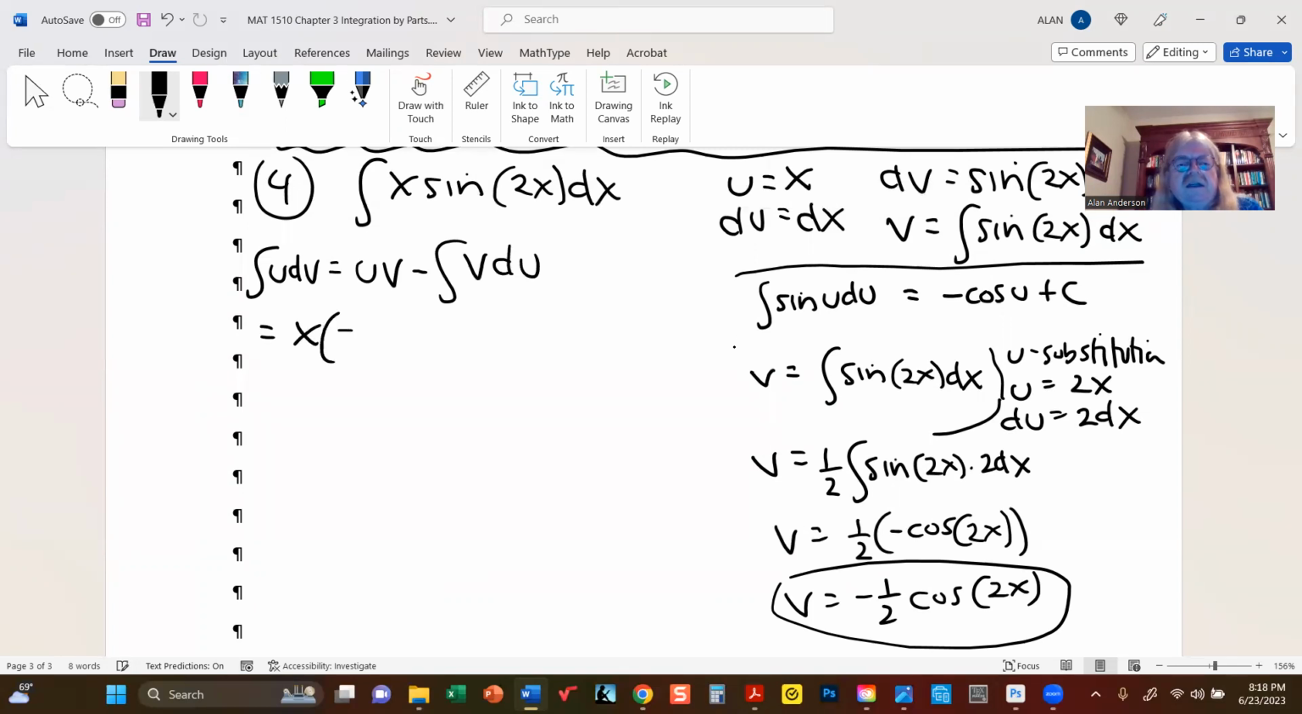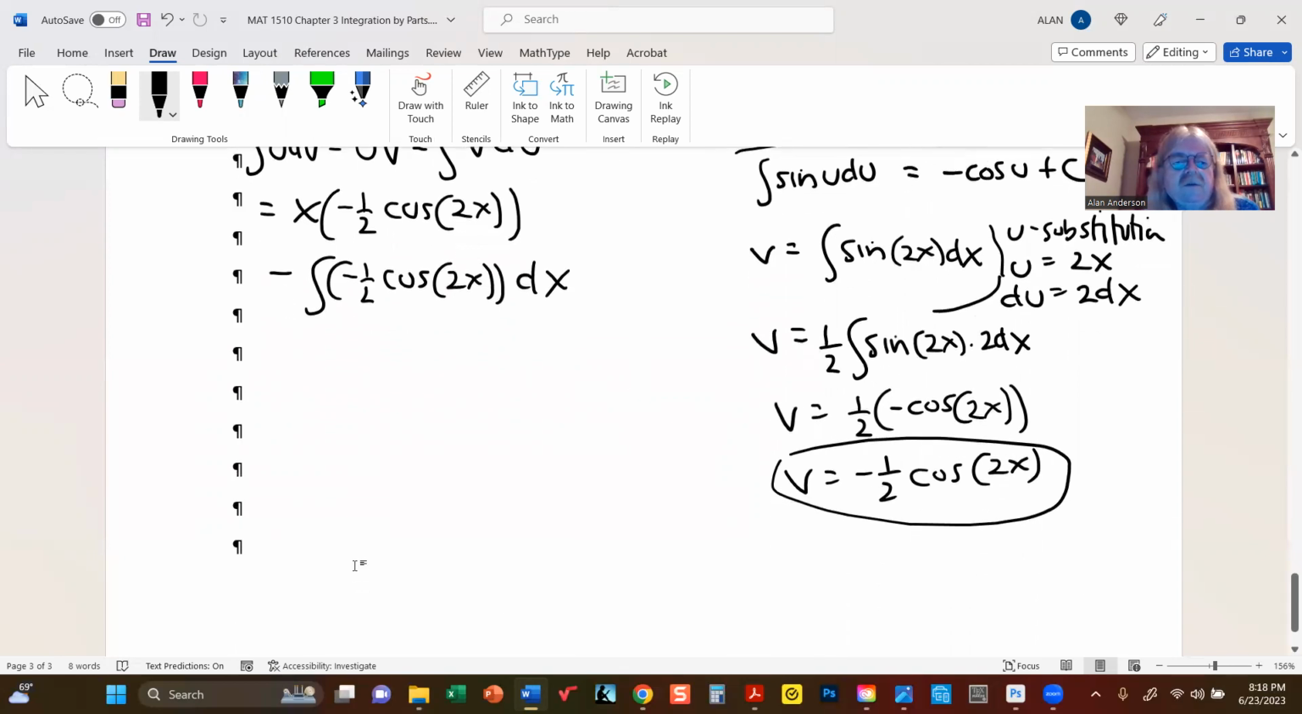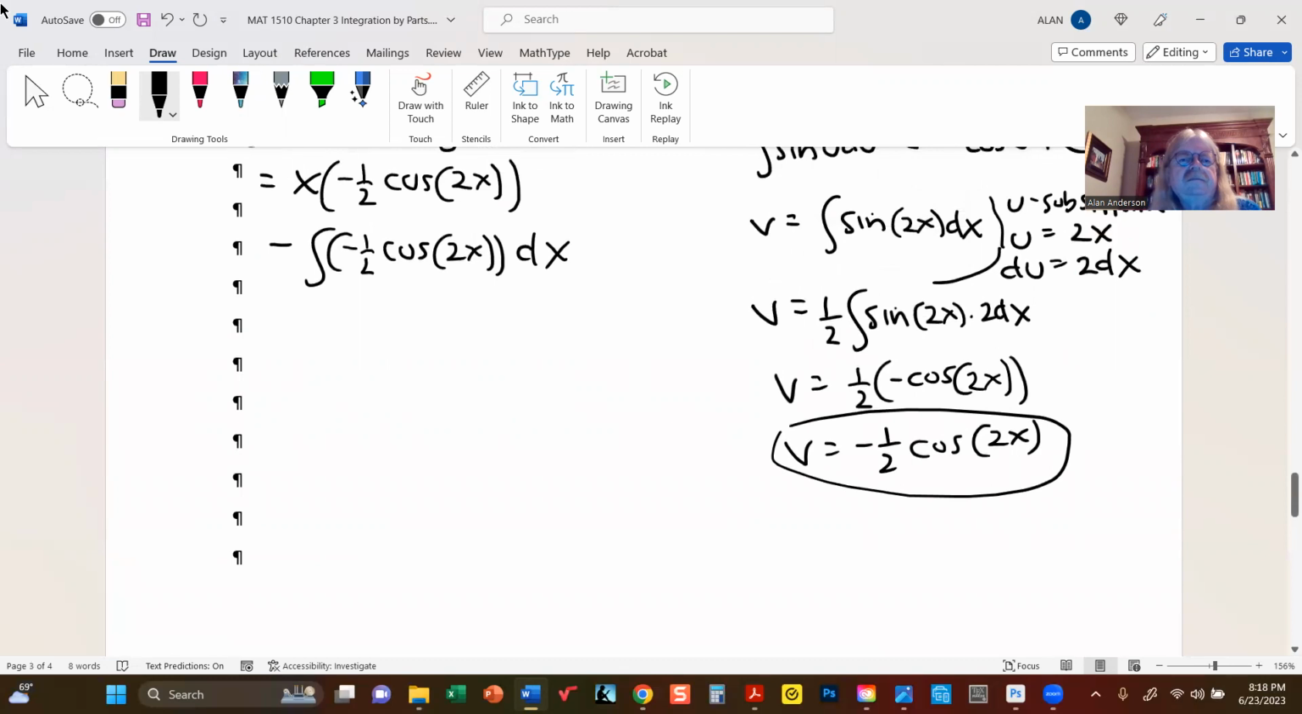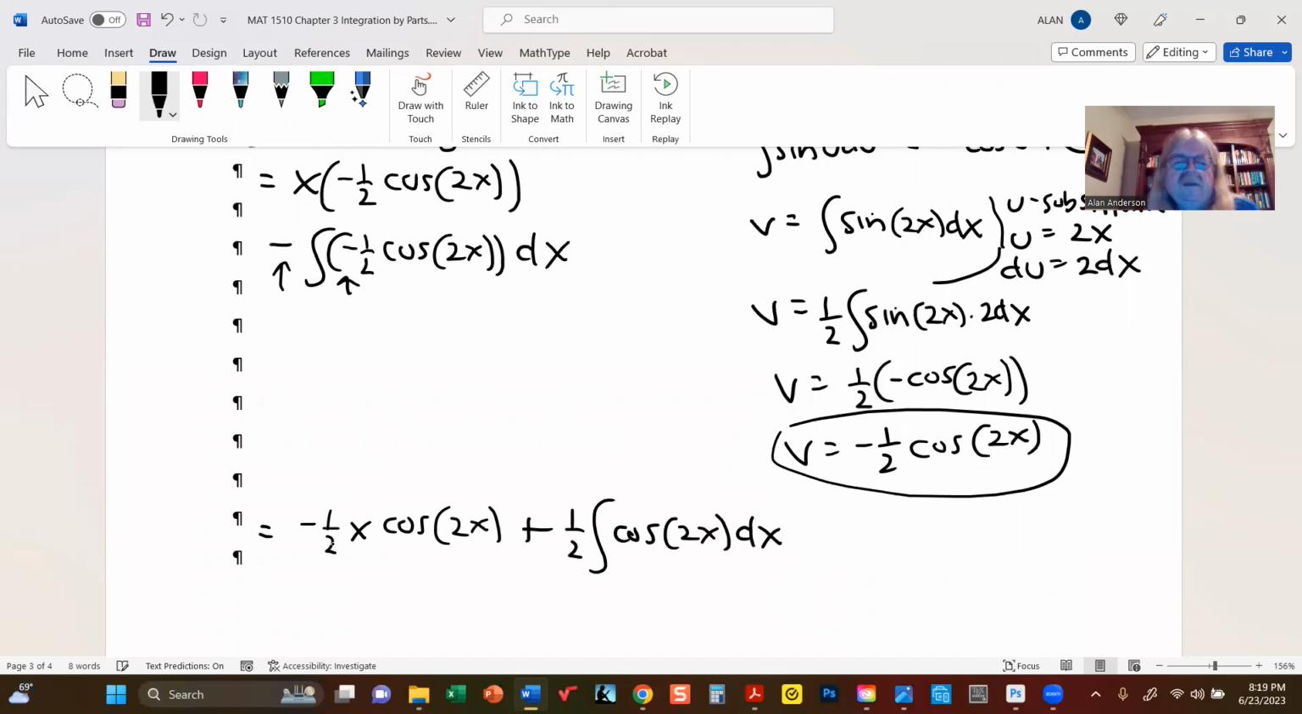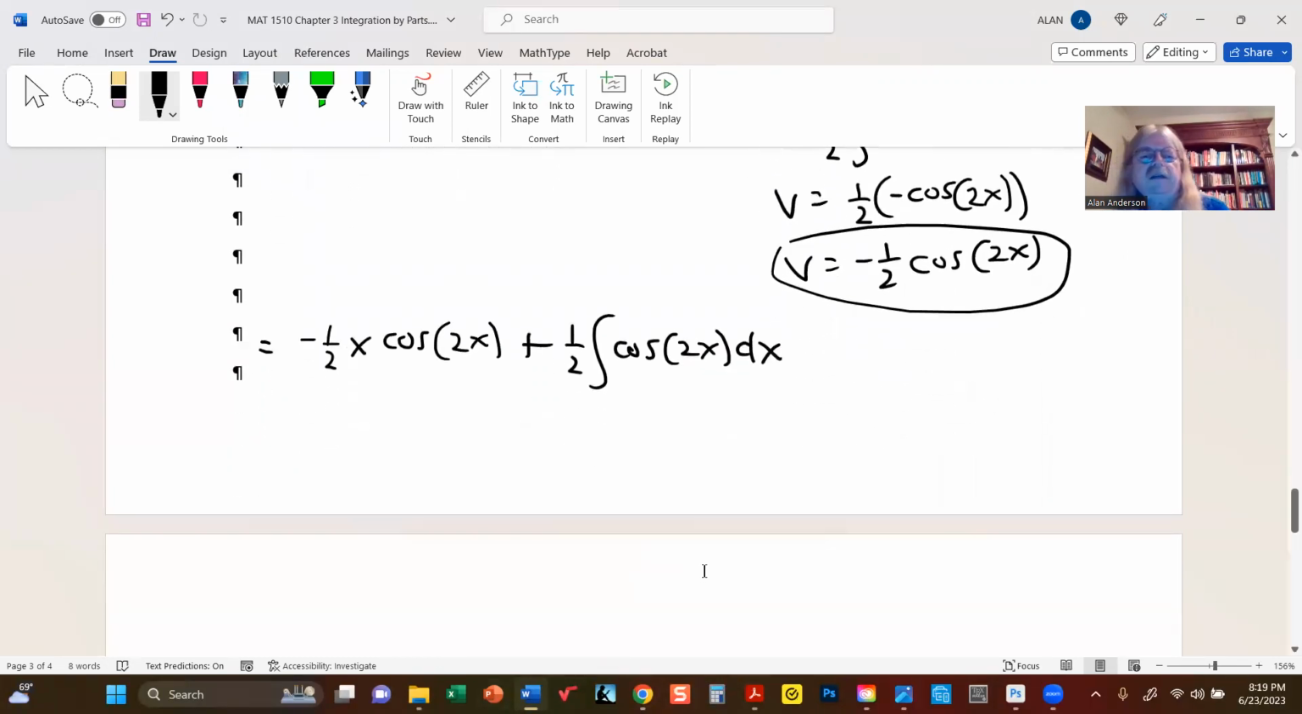So u is x, v is this negative 1/2 cosine 2x, and du is simply dx. All right, so let's see. Let me write it down here where I've got more room. These cancel. Now this one, the second term, we can solve with u substitution.